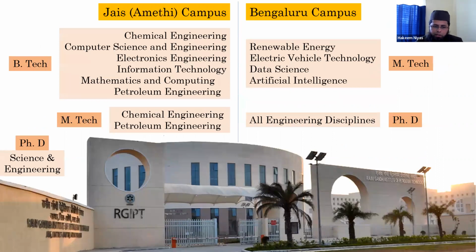Actually, our institute name is Rajiv Gandhi Institute of Petroleum Technology. We have our main campus in Amethi in Uttar Pradesh, where we have BTech, MTech, and PhD programs admitted through JEE Advanced and GATE. Similarly, we have our Bengaluru campus.